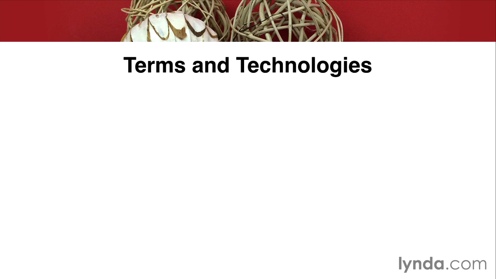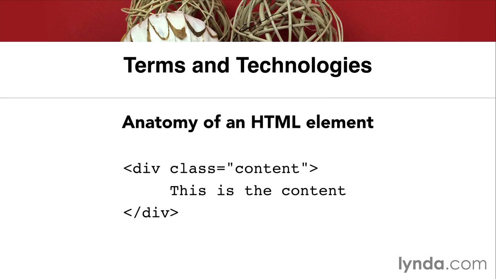Now, some of the words we'll be using about HTML will be terms like tags, elements, attributes. So here we see a standard HTML element. When we hear the word tag in relation to HTML, typically what we're talking about is an element name. So in this case, a div element, the div here that's highlighted, with a less than sign at the beginning and a greater than sign at the end.